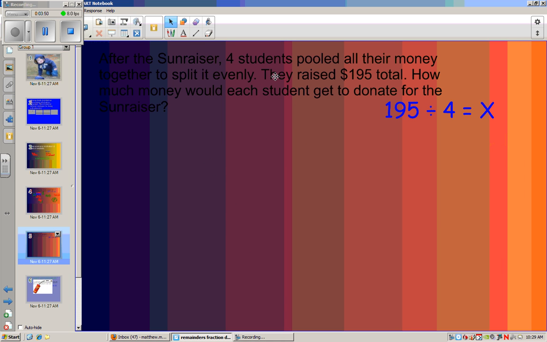Another example, and this one kind of goes with doing a decimal, would be some money. And so if we read the problem, after the fundraiser, 4 students pulled all their money together to split it evenly.